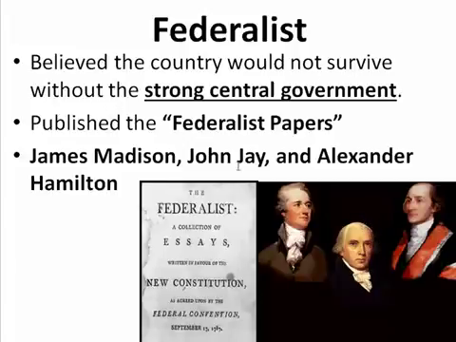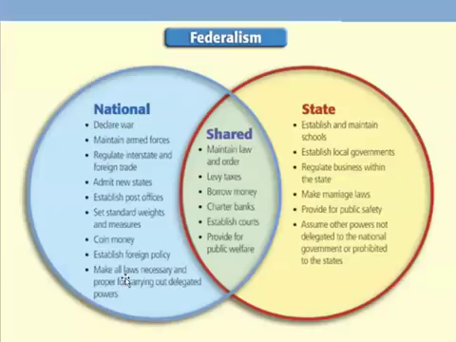They believed the country would not survive without a strong central government. They saw Shays Rebellion as an example of that, and they're going to publish these Federalist Papers: James Madison, Alexander Hamilton, and John Jay. They're going to want a federalism system of government where power is shared, as we talked about in the last video, between the national government and the state government having their own powers, and then having a shared set of powers so they both can rule over the people at the same time. This is what we refer to as a limited government.